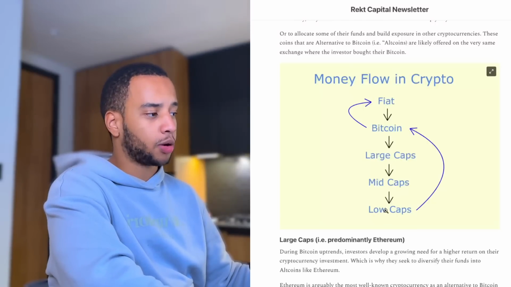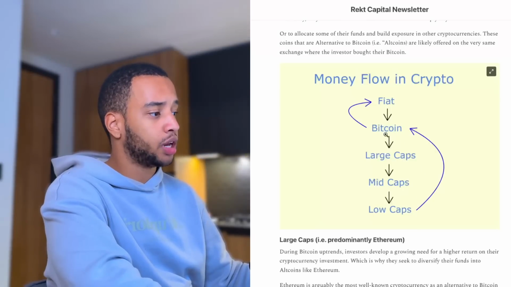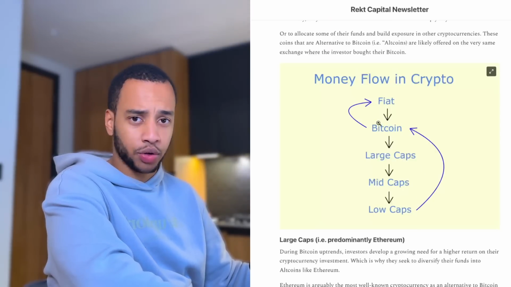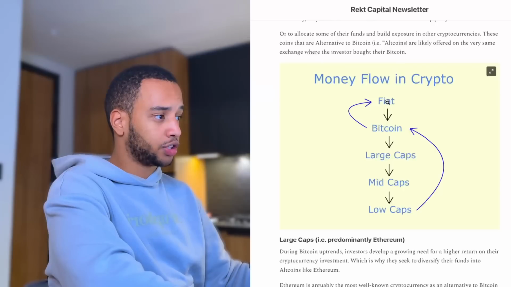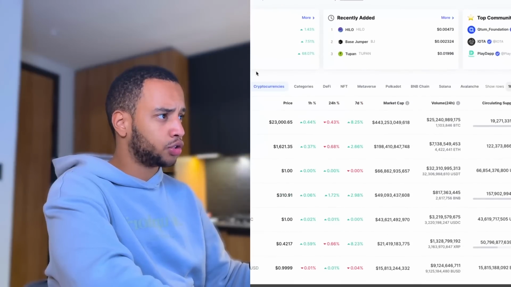And then once the market comes back down, which could take a very long time, we move a lot of it back into the major large caps and Bitcoin, and then potentially we could cash out, but I don't like to do that. Anyway, right now we're still in the phase of fiat getting into Bitcoin, and this phase of Bitcoin moving out is not really happening too much just quite yet.